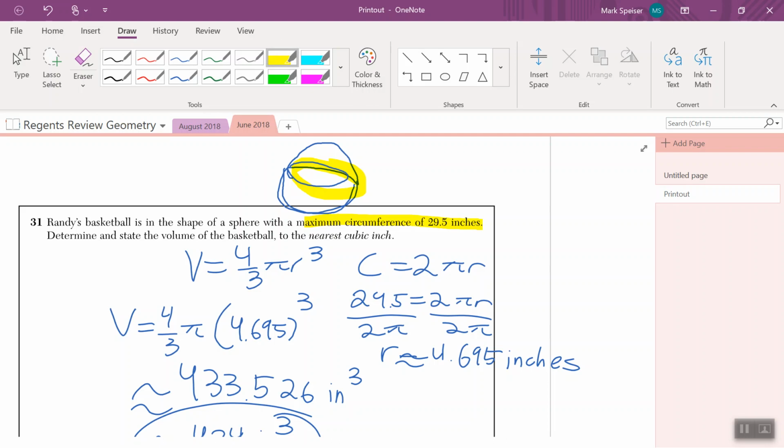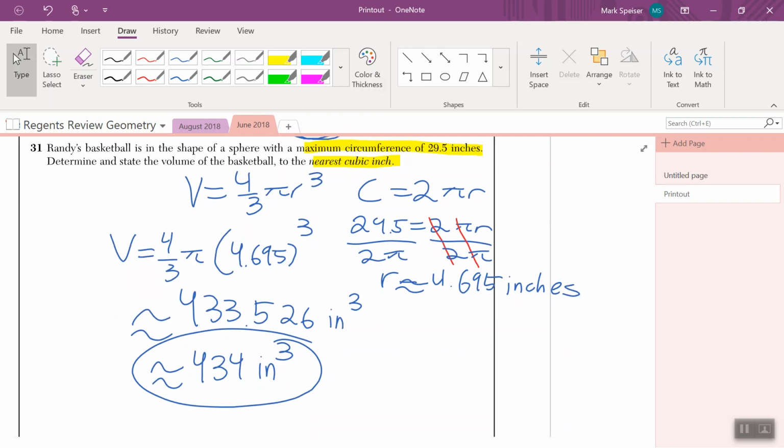So we're starting out with circumference. We need to get a radius. So C equals 2 pi r. 29.5 equals 2 pi r. Divide both sides by 2 pi. Cancel the 2, cancel the pi. 29.5 divided by 2 pi is 4.695 inches. Then you plug that into the volume formula.